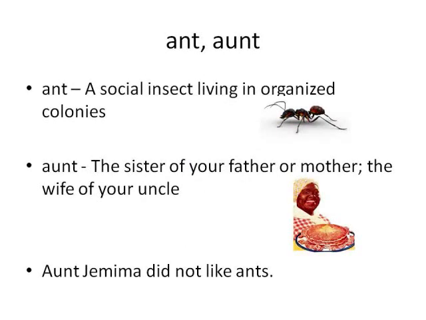Ant, A-N-T: a social insect living in organized colonies. Aunt: the sister of your father or mother, the wife of your uncle. Aunt Jemima did not like ants in the house. Do you have ants in your house? Do you have any ants? If you're British, you might say aunt differently.